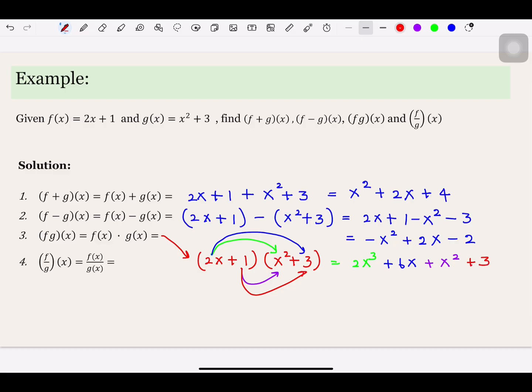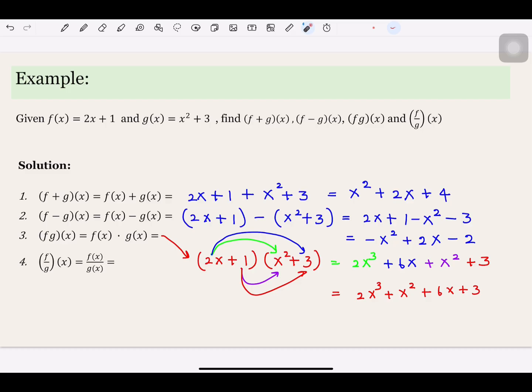So now let's simplify this. To simplify, you have to combine like terms. Here you have x to the power 3 and x squared, so you don't have any like terms, it's just the same expression. So this will give you the product of these two functions. Here I have used the distribution property.